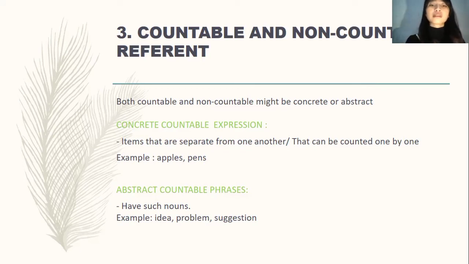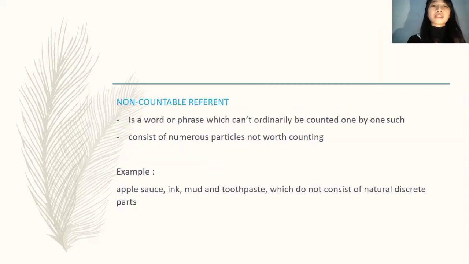And the abstract countable phrase has such nouns. Abstract means something that is not real, something that we cannot see; it is only in our mind. Just like an idea, a problem, a suggestion are included in abstract countable phrases.